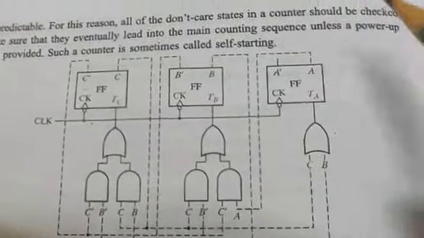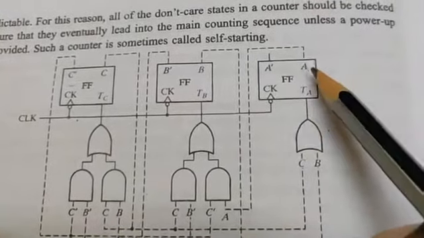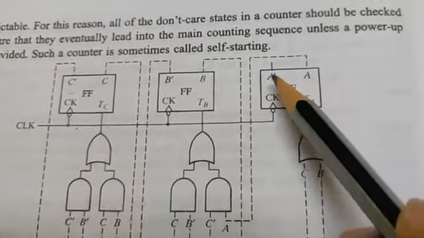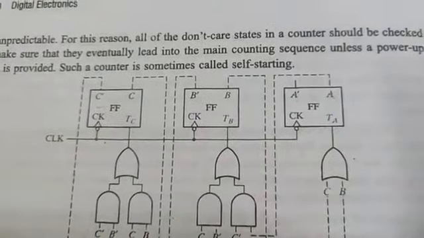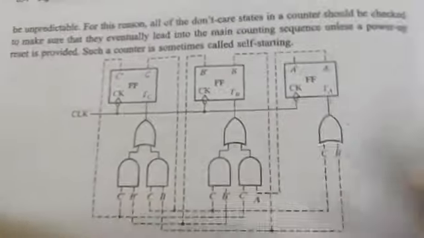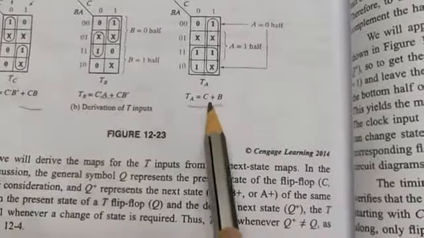Normally you used to write Q and Q bar, no? Like this, the output of this flip-flop is A, and this is the inverted output, A bar. This is B and its inverted output B bar. This is C and its inverted output C bar. You have an equation for TA. What is the equation? TA is equal to C plus B.